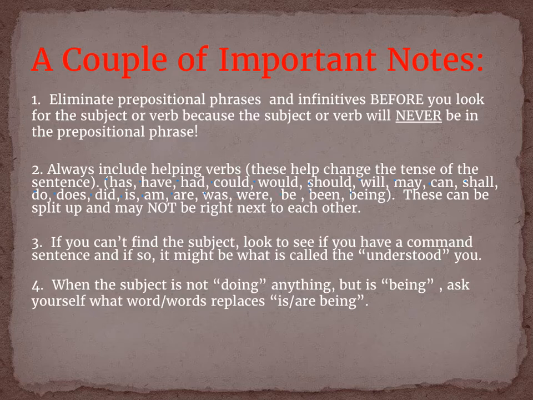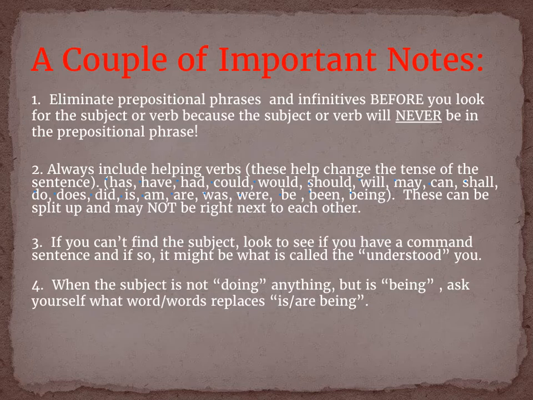Now just so you know, you can have a minimum of one of these, but you could also have a maximum of 3 of these. These may also be split up and may not be right next to each other in a sentence. But if you see any of these words, they should be identified as part of the verb.